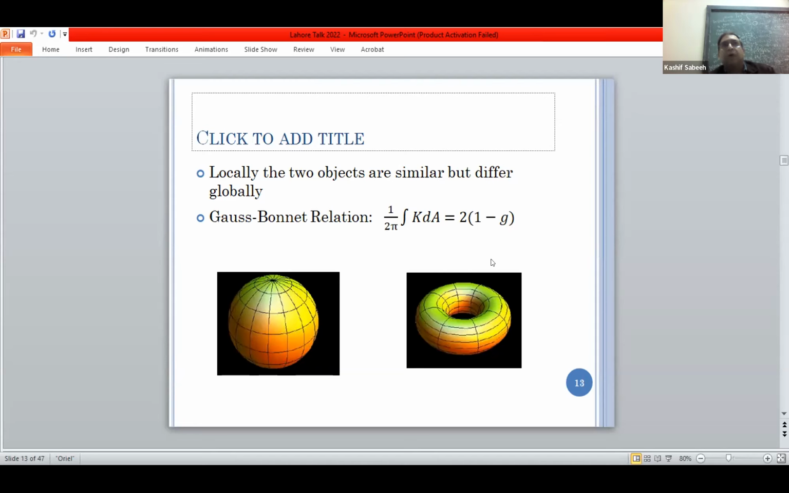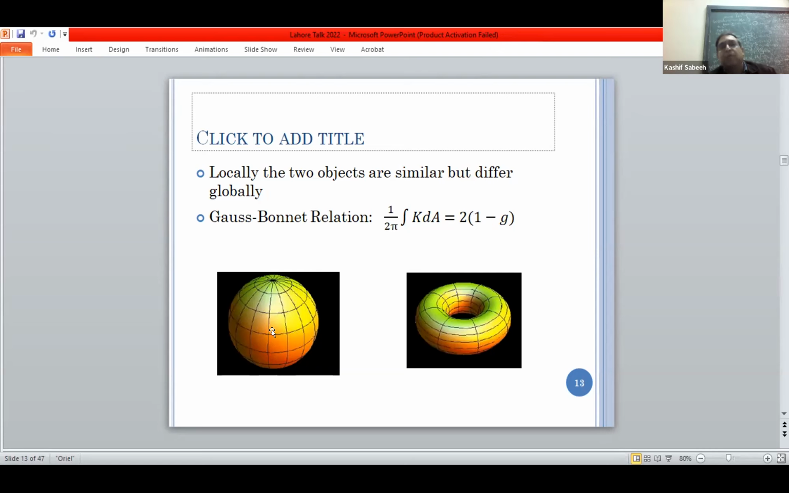It basically represents the hole or handle in an object or a shape. So for a sphere, this result is 2, which is an integer value. So what you see is a local quantity, the Gaussian curvature, integrated over the whole closed surface, a closed manifold, and you get an integer-valued quantity on the right hand side, which is invariant. So an object with no holes has a particular integer value.